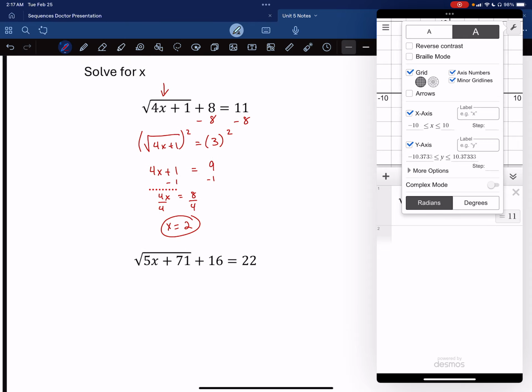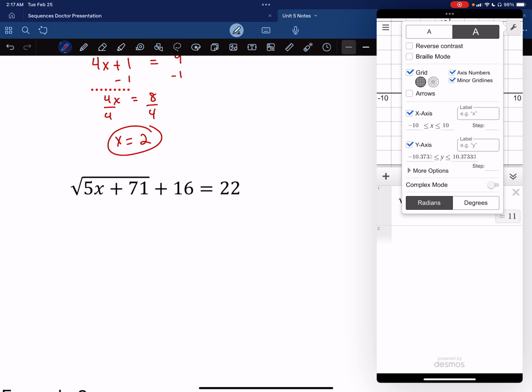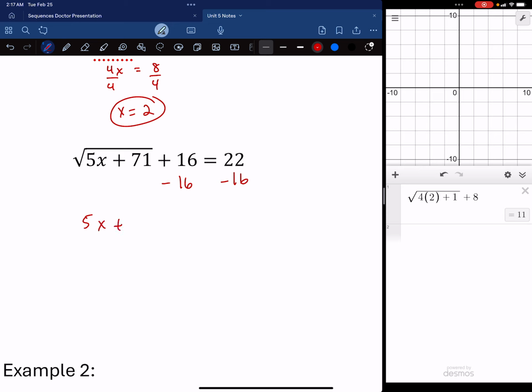Right. So next problem. The square root of 5x plus 71, plus 16 equals 22. Okay, so start by moving the positive 16 to the other side. So we have the square root of 5x plus 71 equals 22 minus 16, which is going to end up being 6.